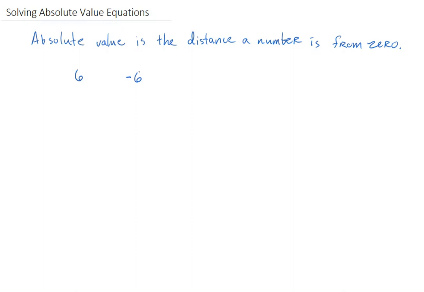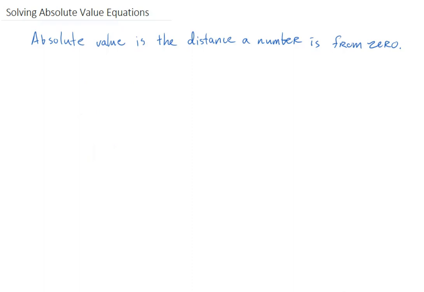The symbol we use to say that we want to take the absolute value of a number is 2 vertical lines on either side of the number. So if I write this, that's the absolute value of 6, and that would equal 6. And the same thing if I have 2 vertical bars around a negative 6. That says that it's equal to 6, because we are only concerned about its distance from 0 and not whether or not it's positive or negative.